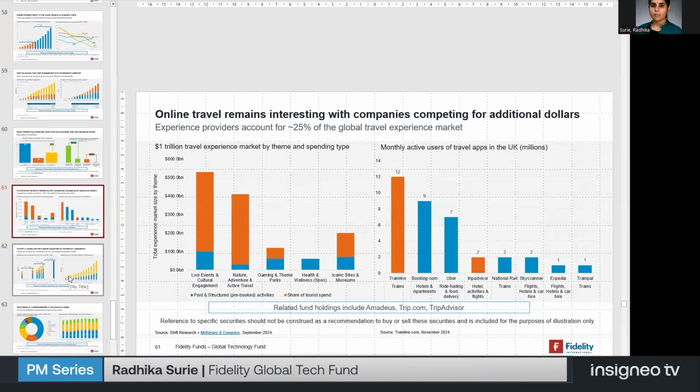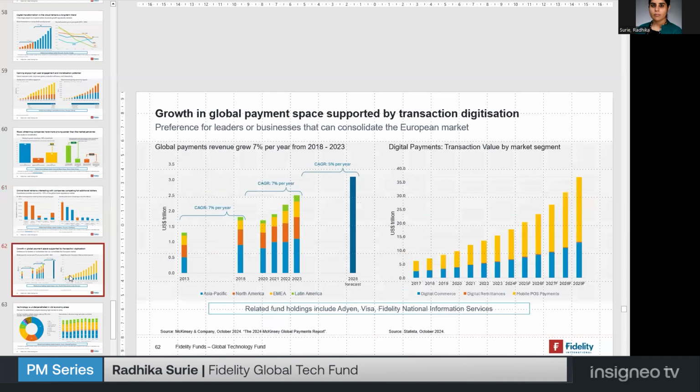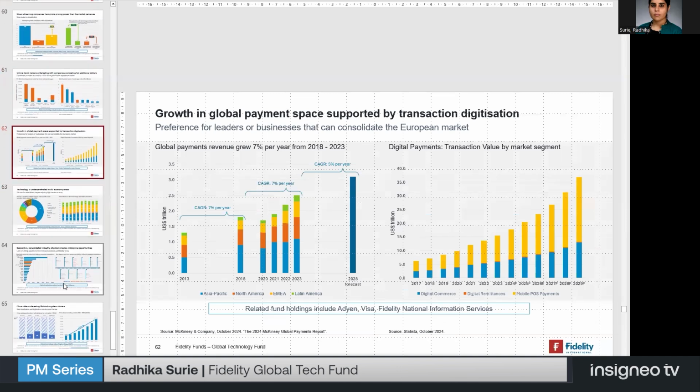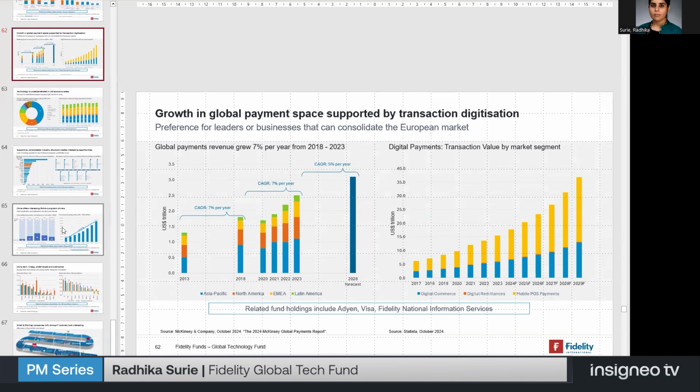Again, on the consumer side, online travel remains quite interesting because experience spend has remained pretty resolute, and there are a number of different types of businesses that are benefiting from that, including some Chinese names like trip.com, etc. More in terms of the European exposure that we have in the portfolio, we have payment names. Obviously, we have known names in the US like Visa, for example. But in the European payment space, we do believe that there are some players that are either best in class in terms of technology, or they are in a good position to consolidate the overall space. So it's pretty broad based. We have quite a lot of exposure.